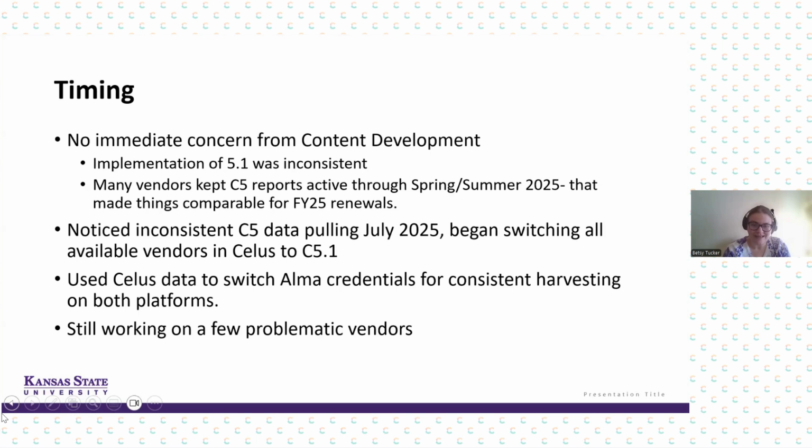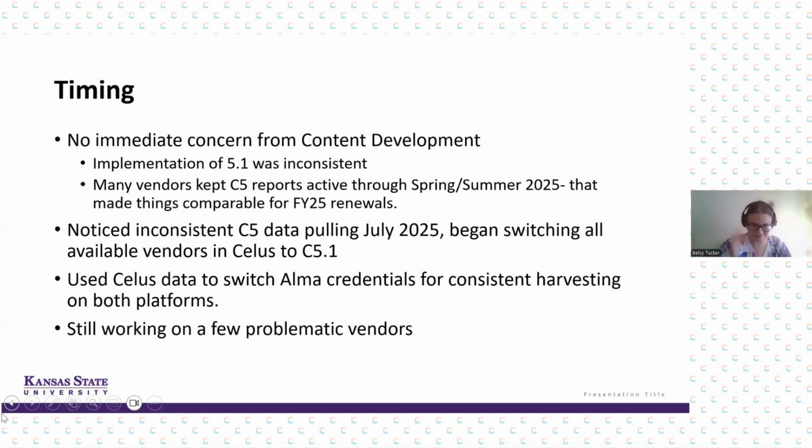But by July, that had really changed. I noticed that Counter 5 was pulling a lot less consistently. And so I started switching all available vendors in CELUS to Counter 5.1. I'll talk about some of the problems and the solutions that I encountered with that later. But for the most part, it was fairly easy because of the cloning function.